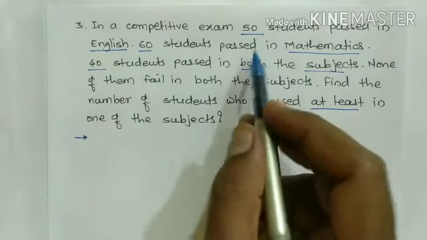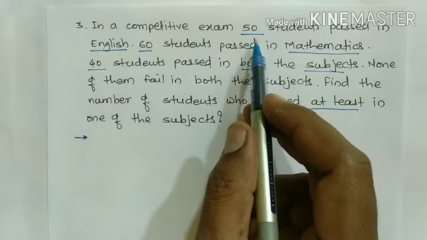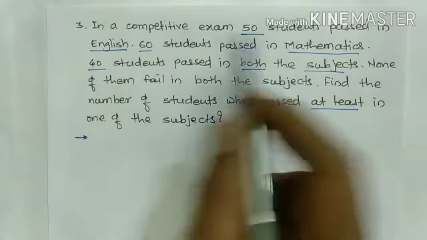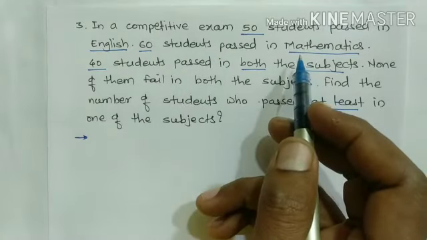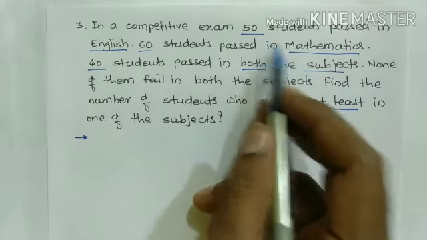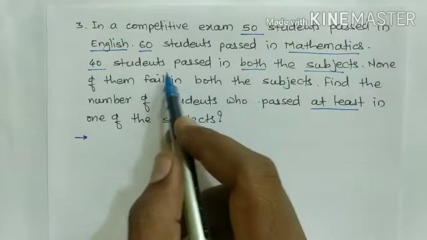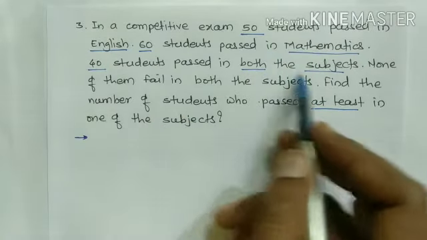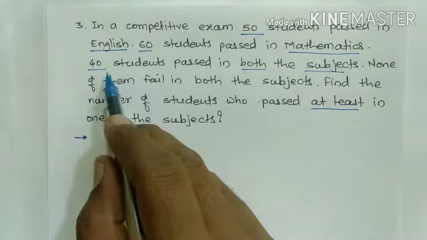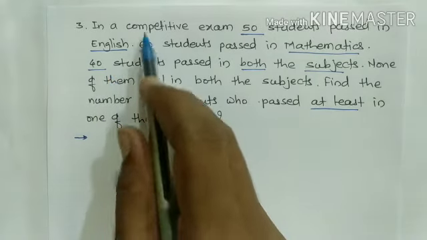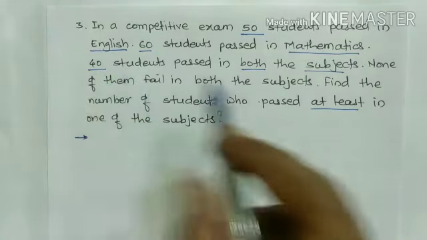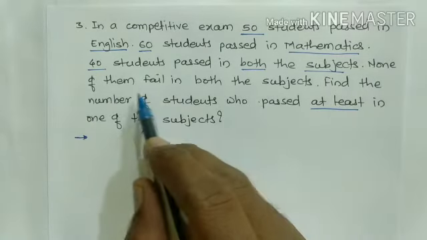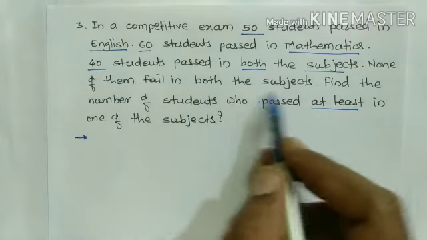Now here we have to take two sets. Which two sets? The set of students who passed in English and the set of students who passed in mathematics. If we take set A and set B for these two sets, then it is given that 40 students passed in both the subjects. It means 40 students are common in both sets, that is, number of A intersection B equals 40. And it is also given that none of them failed in both the subjects.